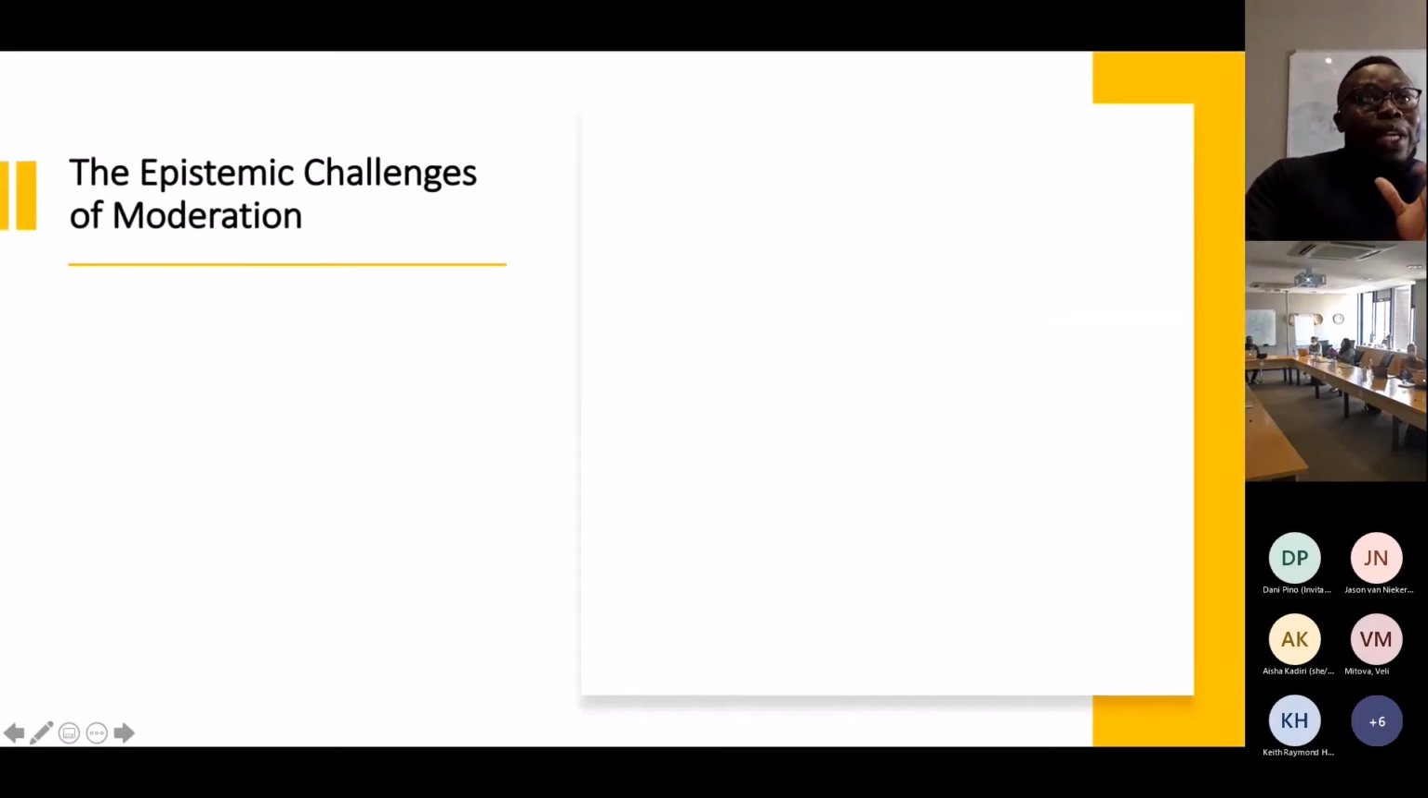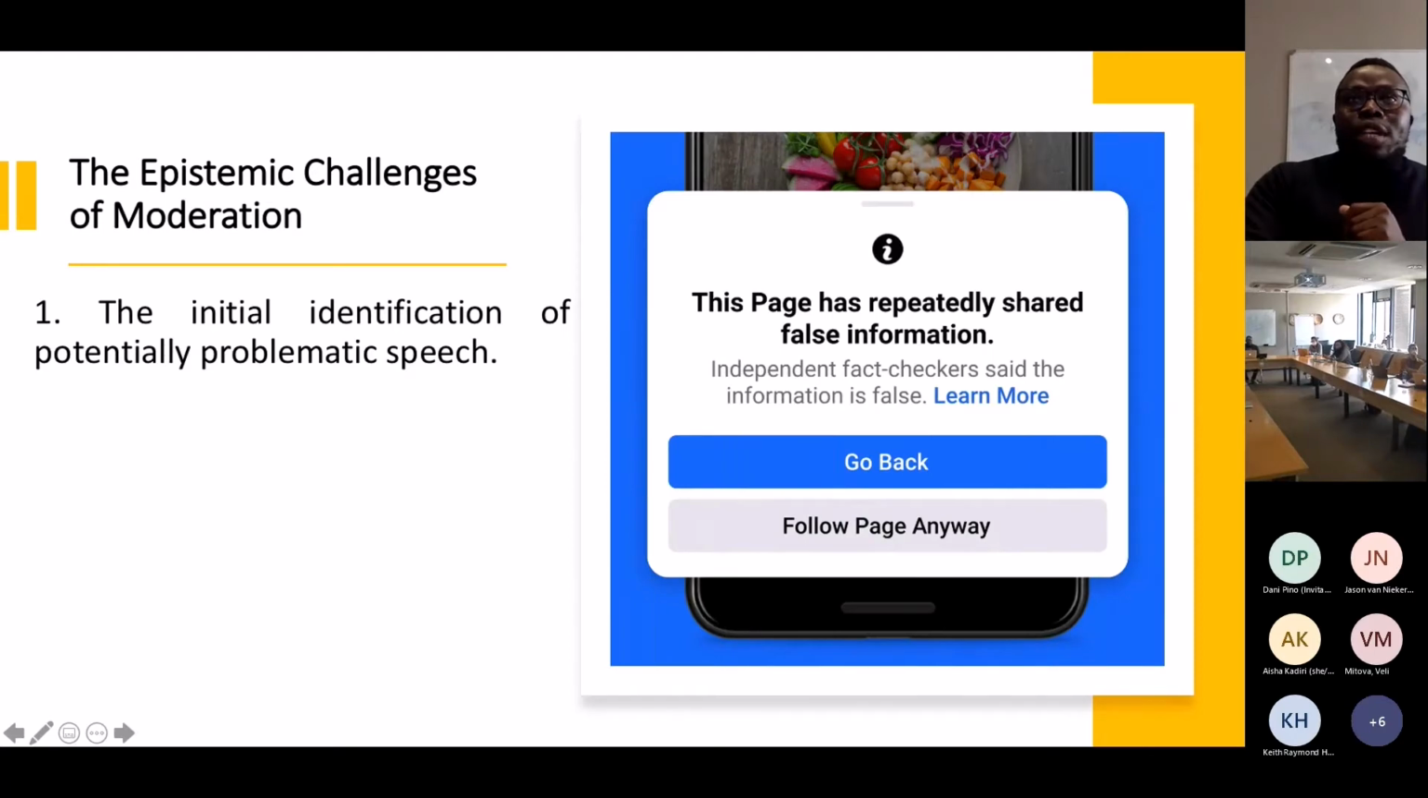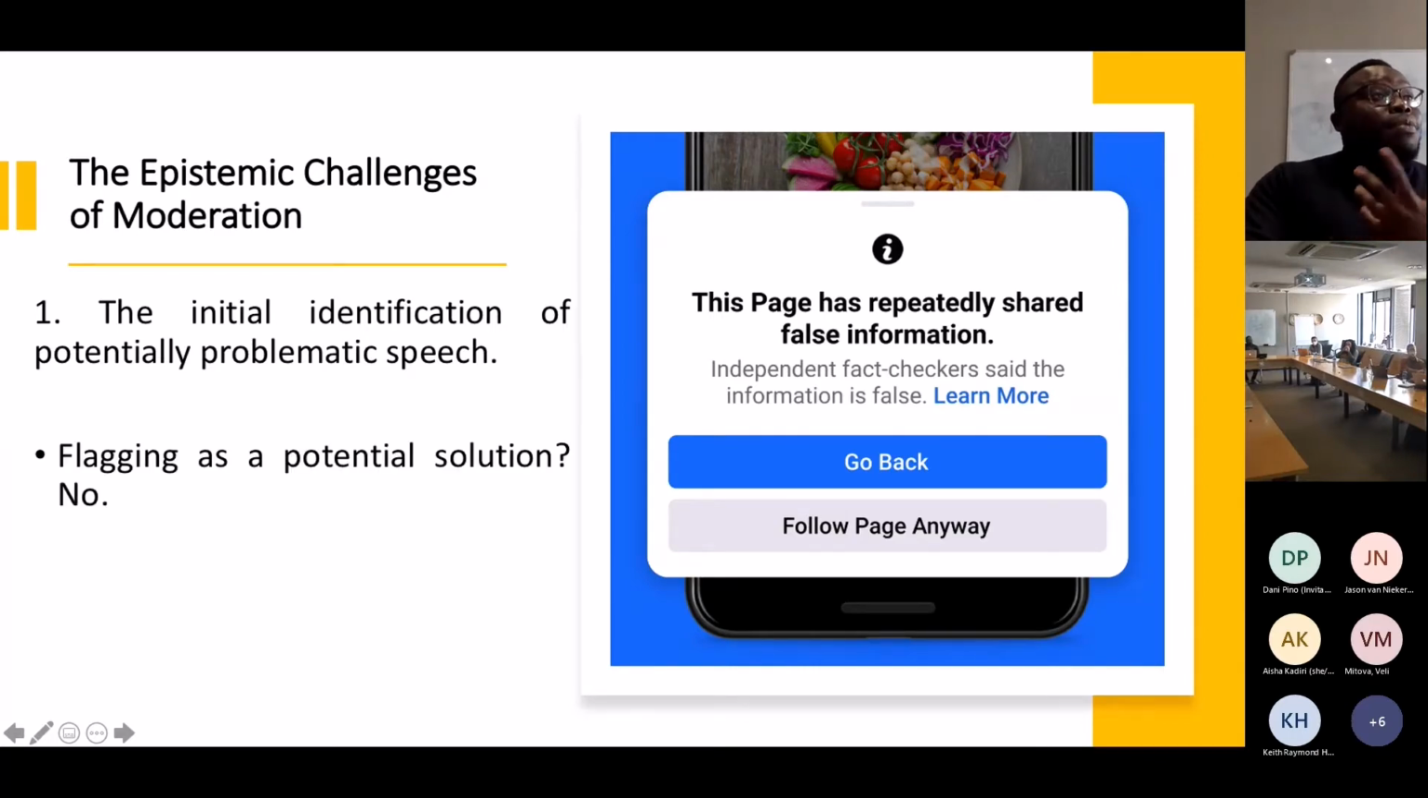Now, with this sort of situation that moderators are having to work under, there are certain epistemic challenges, right? The first highlighted in the chapter is the initial identification of potentially problematic speech. In most cases, the way these moderators get to encounter this problematic speech is when it's flagged by users as either hateful or whatever flag the user decides to go with.